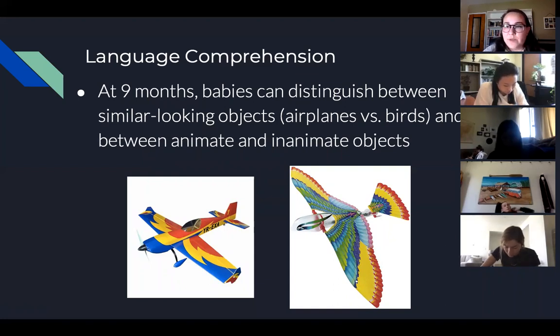So at this stage, babies are able to recognize that there's a difference between the family golden retriever and the stuffed animal dog that they have. Even though they look very similar, there's something different about them, the way that they move and the way that the baby then goes about interacting with them.